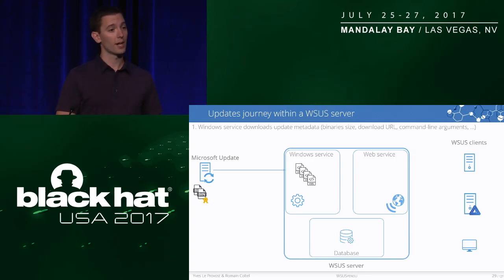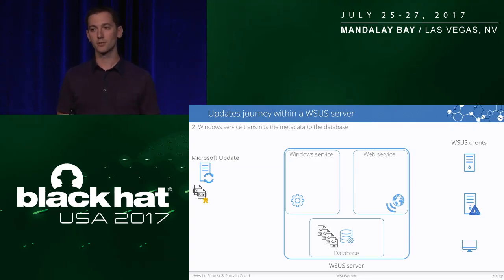In the metadata, you can find anything related to the updates. So it's basically the update descriptions. You have everything related to binaries, so their signatures, the download URL, maybe the command line arguments, and everything else. But the Windows service is actually giving all this metadata directly to the database. And it's the database that parses the XML files and incorporates the information inside the relational tables of the database.